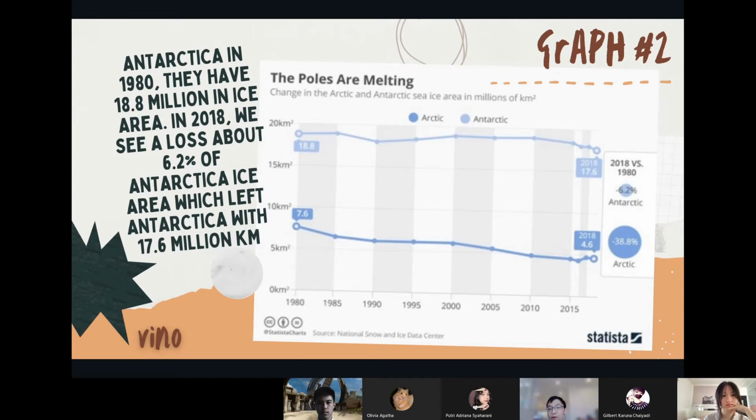So we can see that the North Pole has decreased 38.8% in the radius of ice. Then the South Pole, which in 1980, same as the North Pole, has a bigger radius than the North, with 18.8, and in 2018 it only has 17.6. So the North Pole is the one with the biggest change in ice radius, and the South Pole is the least, decreasing by only 6.2%.